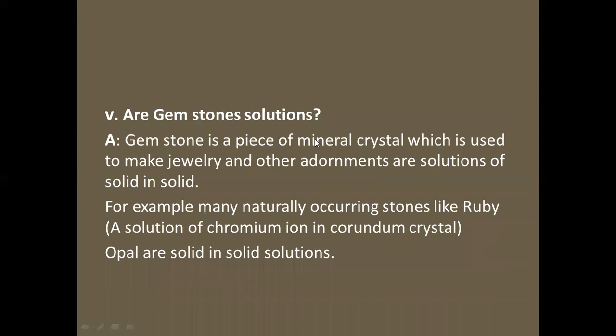Are gemstones solutions? What are gemstones? Gemstone is a piece of mineral crystal which is used to make jewelry and other adornments and are solution of solid in solid. For example, many naturally occurring stones like ruby is a solution of chromium ion in corundum crystal. Corundum crystal and chromium ion both are solid in state. And opal are solid in solid solution. So the answer is yes, gemstones are also called solution and they are solution of type solid in solid.